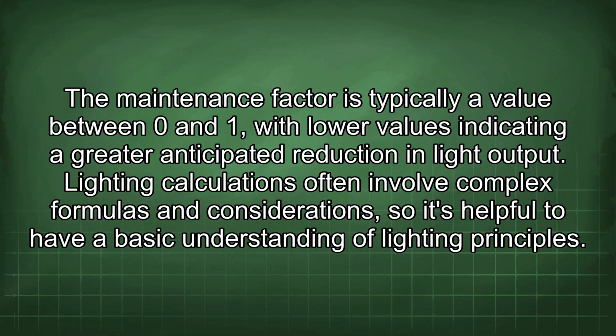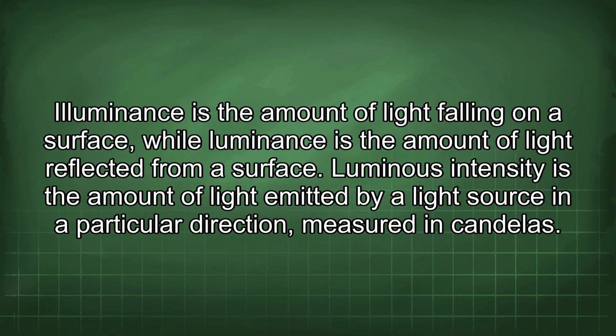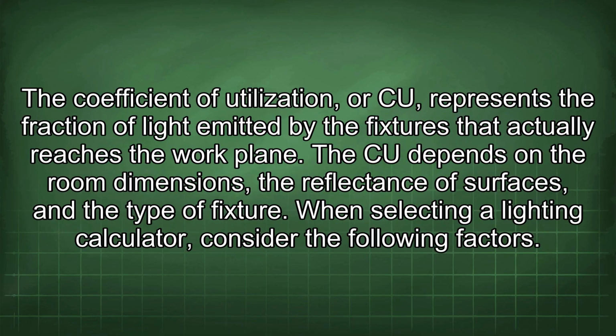light output. Lighting calculations often involve complex formulas and considerations, so it's helpful to have a basic understanding of lighting principles. Illuminance is the amount of light falling on a surface, while luminance is the amount of light reflected from a surface. Luminous intensity is the amount of light emitted by a light source in a particular direction, measured in candelas. The coefficient of utilization, or CU, represents the fraction of light emitted by the fixtures that actually reaches the work plane. The CU depends on the room dimensions, the reflectance of surfaces, and the type of fixture.